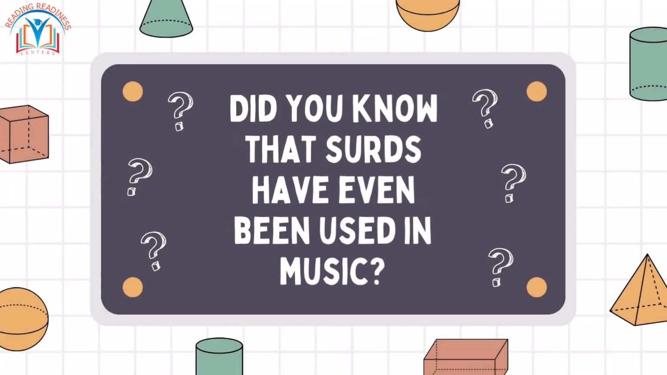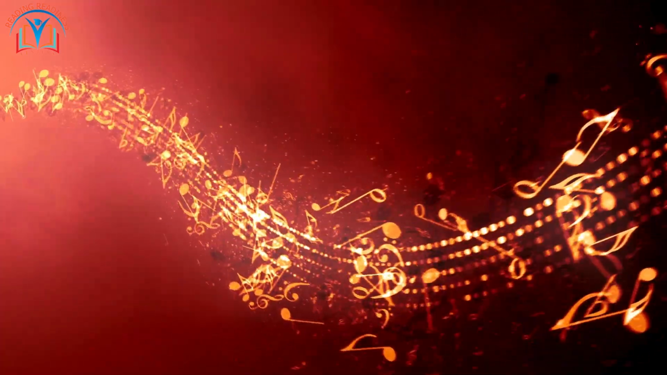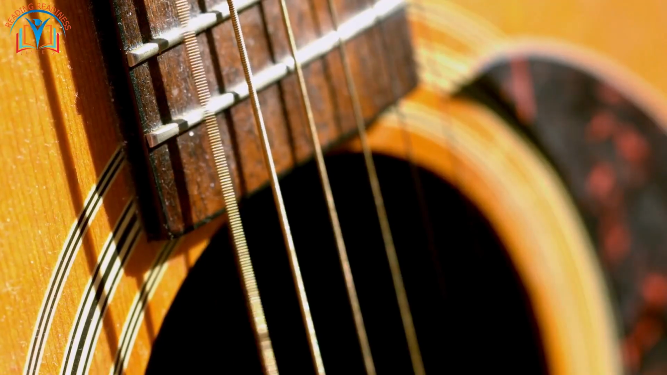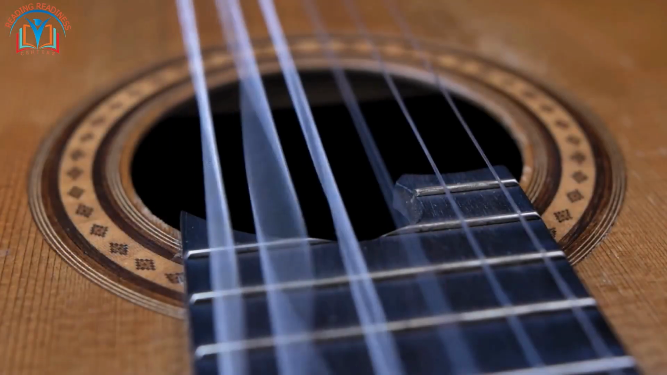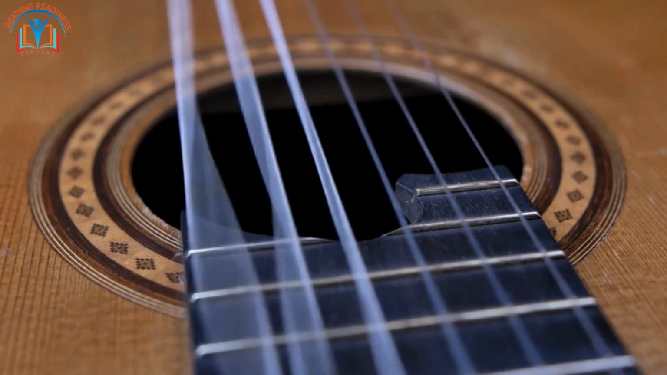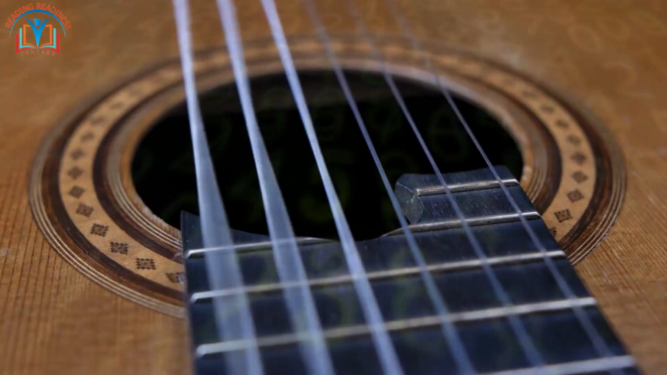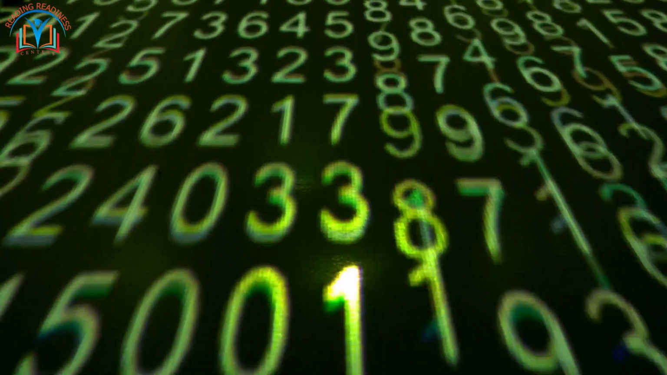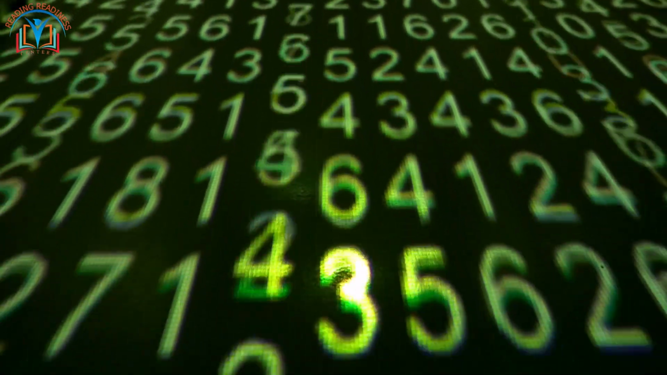Did you know that surds have even been used in music? Composers have sometimes used the mathematical properties of surds to create interesting musical patterns and harmonies. For instance, the ancient Greek philosopher and mathematician Pythagoras is said to have discovered the relationship between the length of a vibrating string and the musical notes it produces, which is based on the concept of square roots. Surds are also closely related to the concept of irrational numbers, which have fascinated mathematicians for centuries.